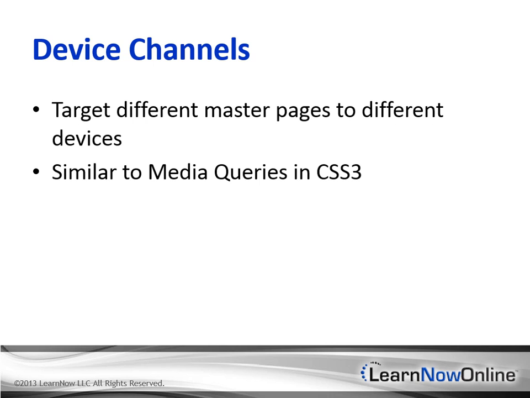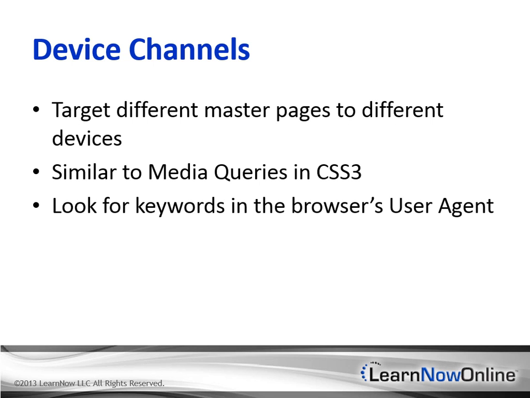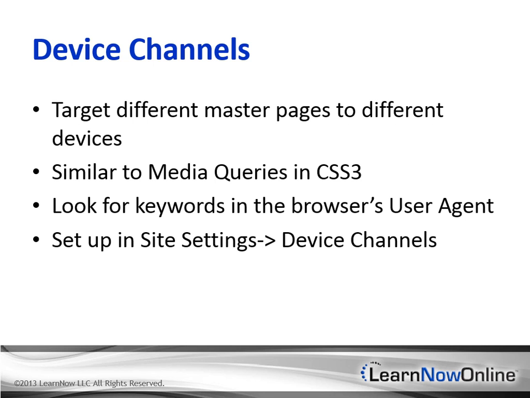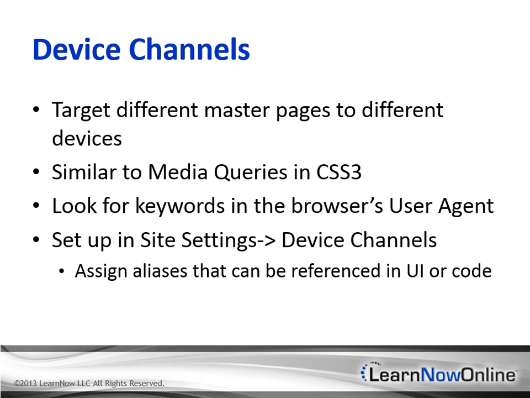So they're similar to media queries in CSS3. What they do is they look for keywords in the browser's user agent. So if you know what the browser on those types of devices is sending in the user agent, then you can configure that in device channels. You can go into site settings, device channels, and set those up. And the thing that's really cool is that you can also assign aliases that you can reference in UI or code for the device channels.